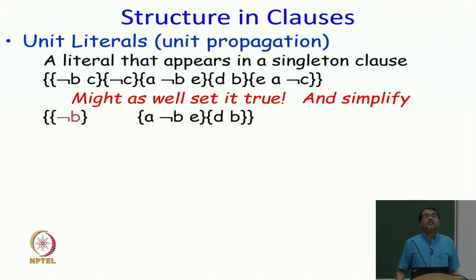Now what can we do? Set B to false. As soon as we set B to false, we have got two other clauses satisfied. We are left with D. Now what can we do? Set D to true. So what did we do? We didn't do any search. We only did inference. And the final answer is B false, C false, D true, A and E can be anything. It doesn't matter.